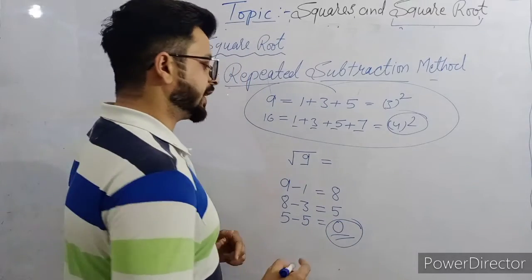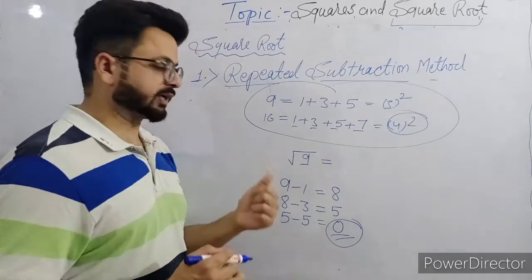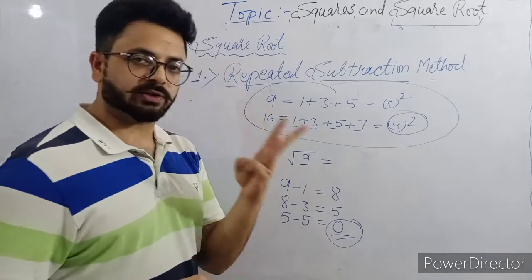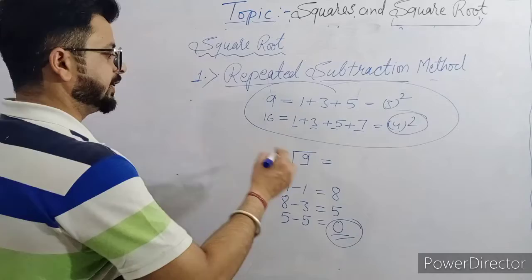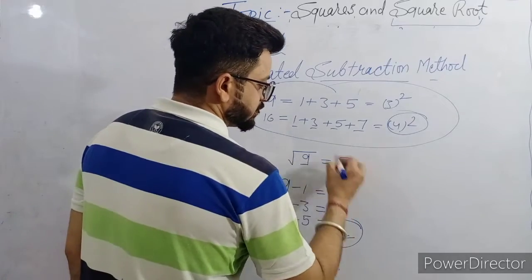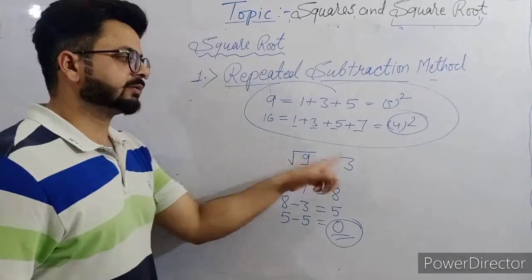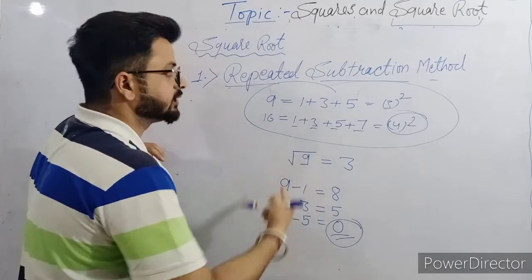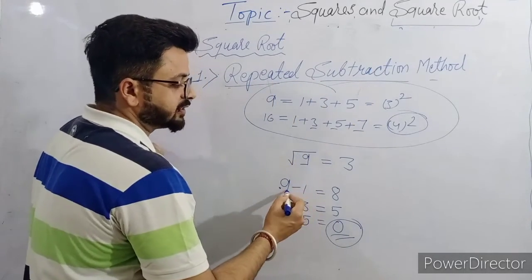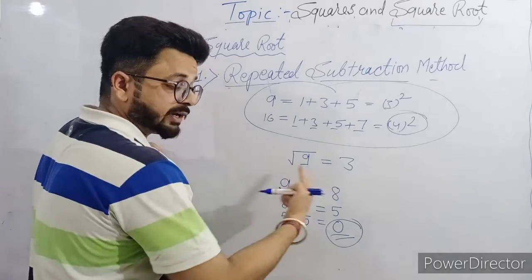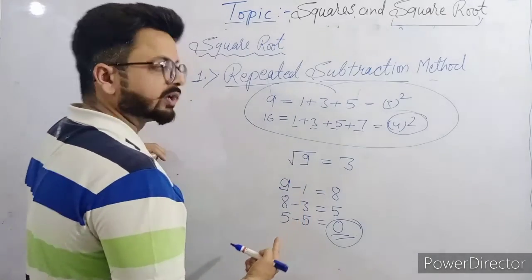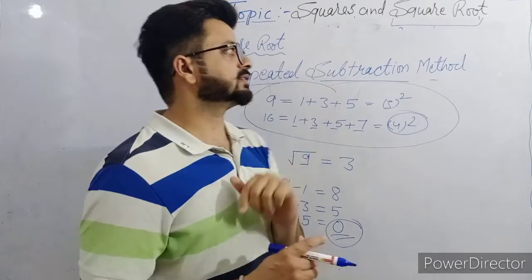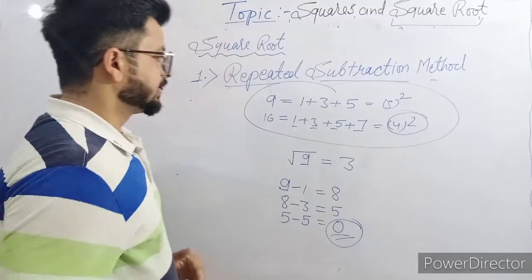How many times have we done subtraction? 1, 2 and 3 times we did subtraction. It means the square root of 9 will be 3. Repeated means again and again we are doing. Repeated subtraction means again and again we are doing the subtraction here. That's why this method's name is the repeated subtraction method.